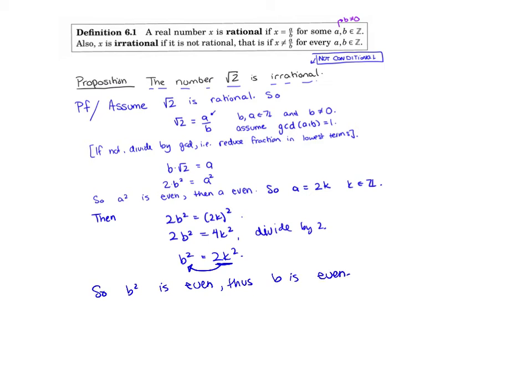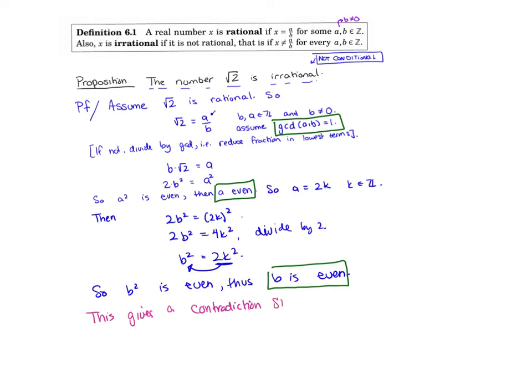Okay, so what do I have? I had that a was even. Now I have that b is even. But I also assumed that the GCD of a and b was 1, because any fraction can always be written as a fraction in lowest terms. So this gives a contradiction, because I can't have that a is even and b is even where that fraction is in lowest terms. Right? A over b is in lowest terms.